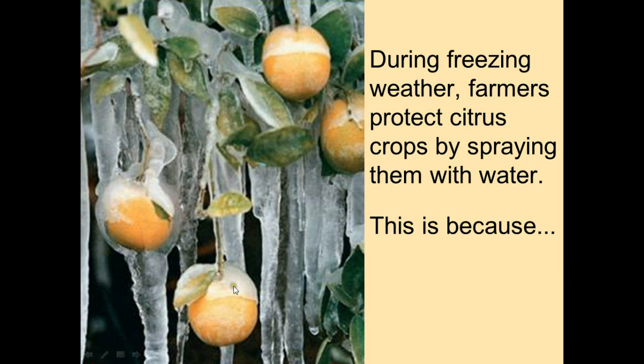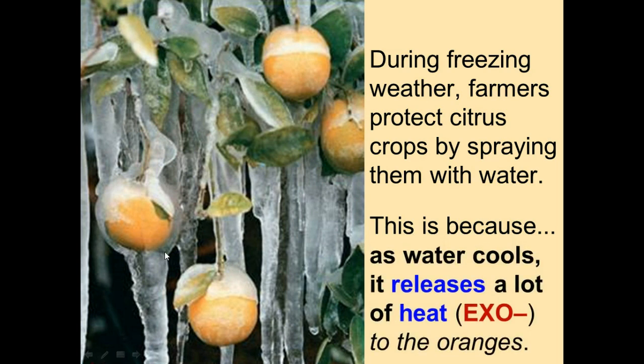So the heat in the water goes to the surroundings, and so that's actually why farmers spray crops with water so it freezes. Because the water loses heat, this heat heats up the oranges, and that's why they do this. And so again, as the water cools, because water needs to get colder to freeze, it releases a lot of heat to the oranges, and that's what keeps the oranges warm, even though they're covered in ice.